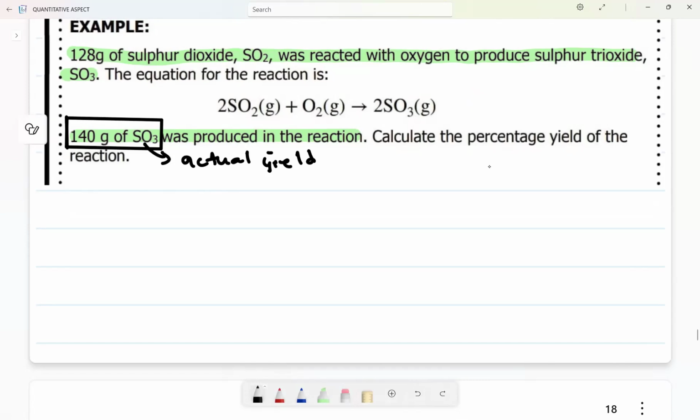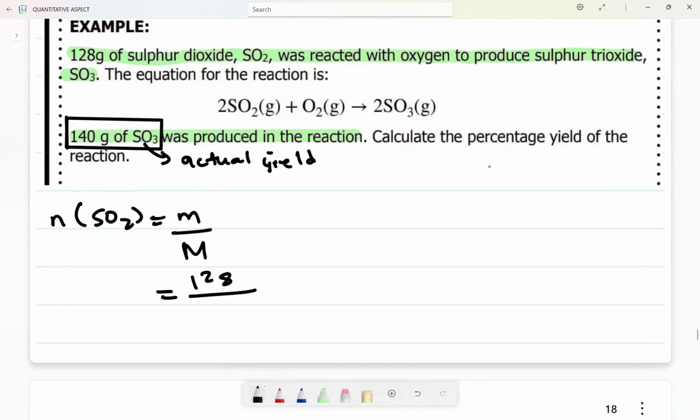So I'm gonna use sulfur dioxide to get the number of moles of the known, because I have the mass of it, I can get the molar mass of it, and I can get the number of moles. Number of moles of sulfur dioxide is equal to mass divided by molar mass. Our mass is 128 divided by the molar mass of sulfur dioxide. Sulfur is 32 plus 2 times 16, which is 32 plus 32, which is 64. And if I do my mathematics very well, I get two moles.